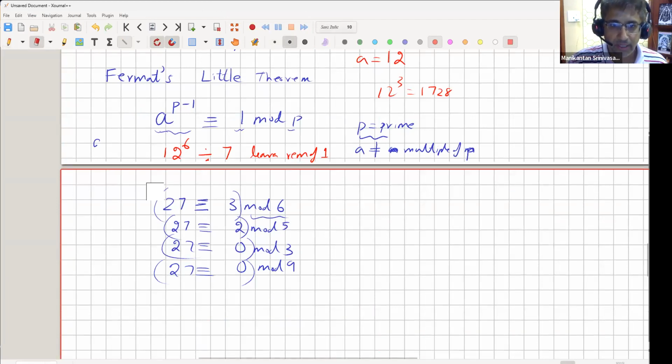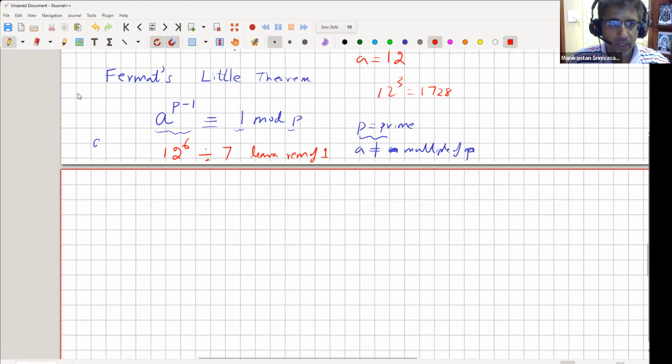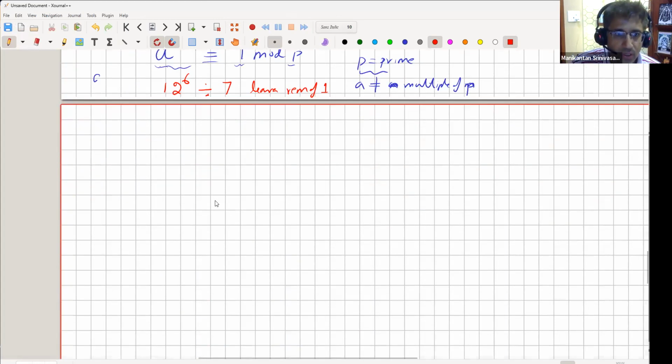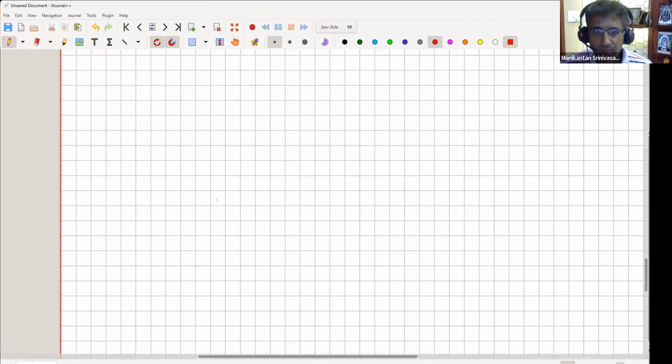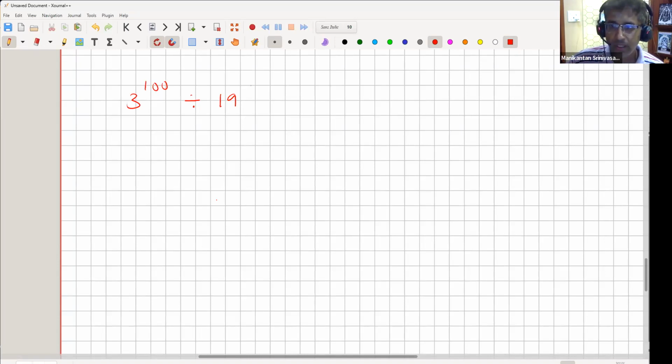In general, it is useful for finding remainders. So how do you find remainders? For example, I think we've done problems like this. If I want to know 3 to the power 100 divided by, let's say, 19, what's the remainder? Can you take some time to work it out? 3 to the power 100 divided by 19, what is the remainder?